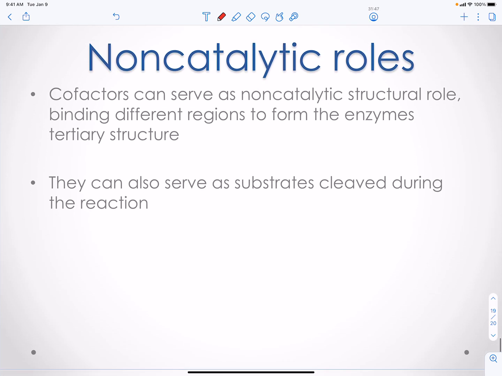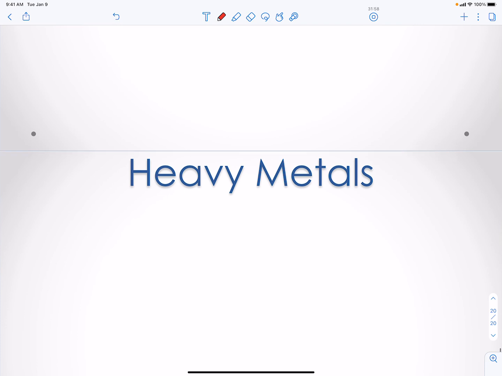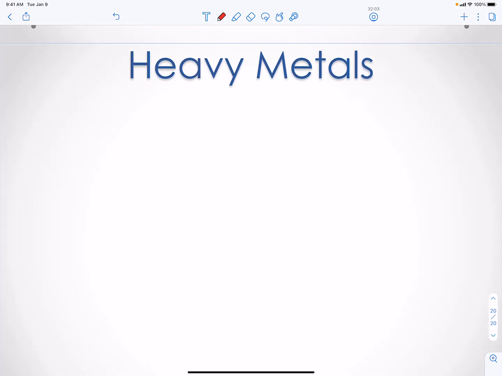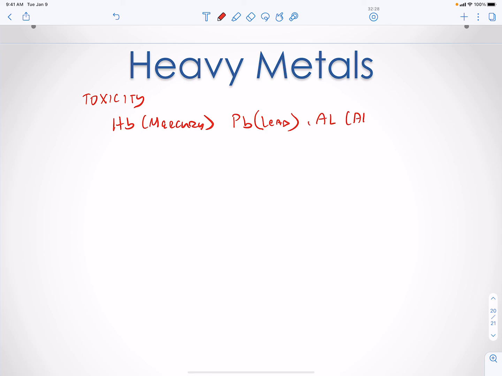Now, cofactors can also be non-catalytic, and they can bind to enzyme tertiary structures, or they can serve as substrates. They can be cleaved during the actual reaction as well. And then finally, let's just talk briefly about heavy metals. So heavy metals are associated with toxicity. And so we can have mercury toxicity, we can have lead toxicity, we can have aluminum, or iron are very common.